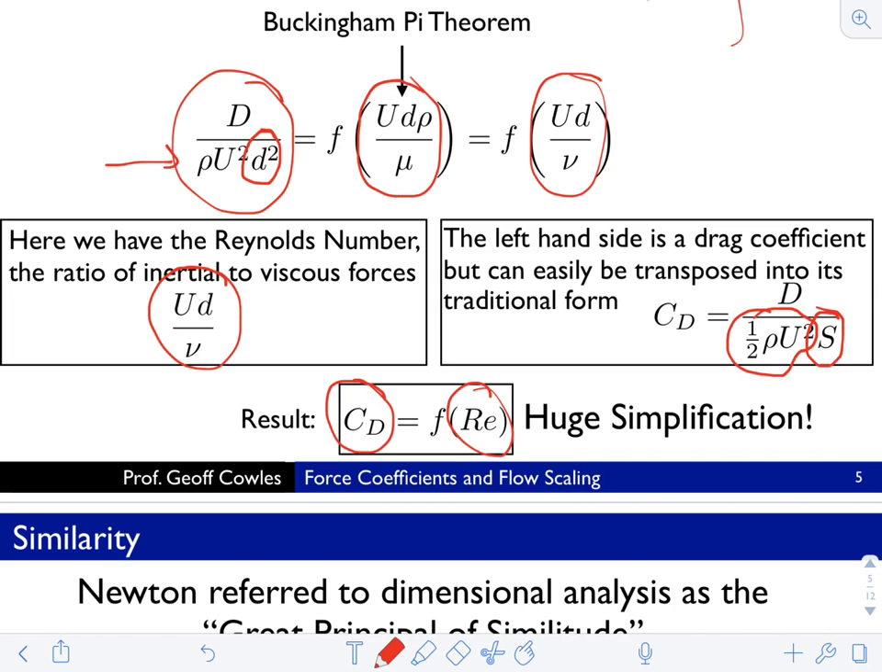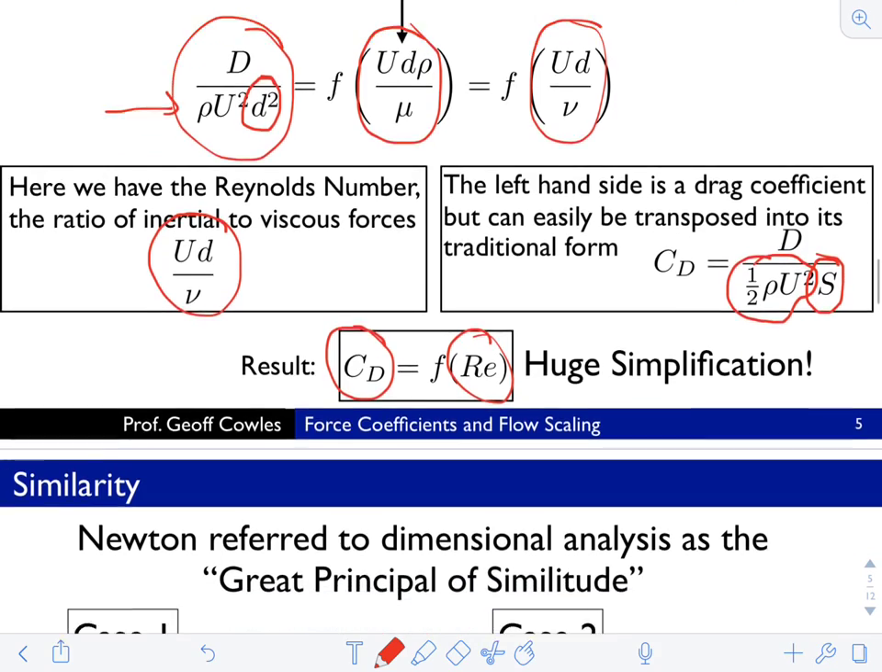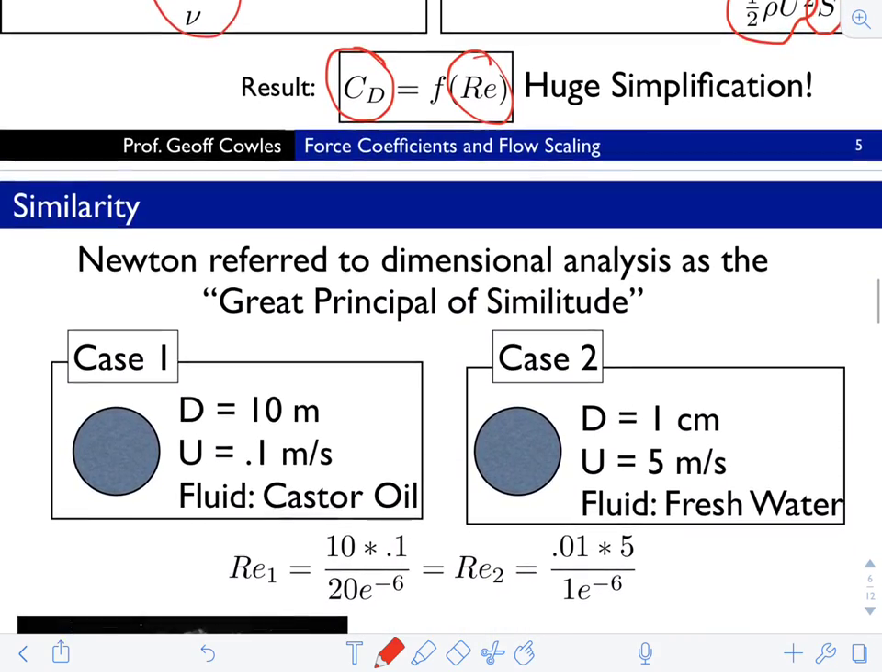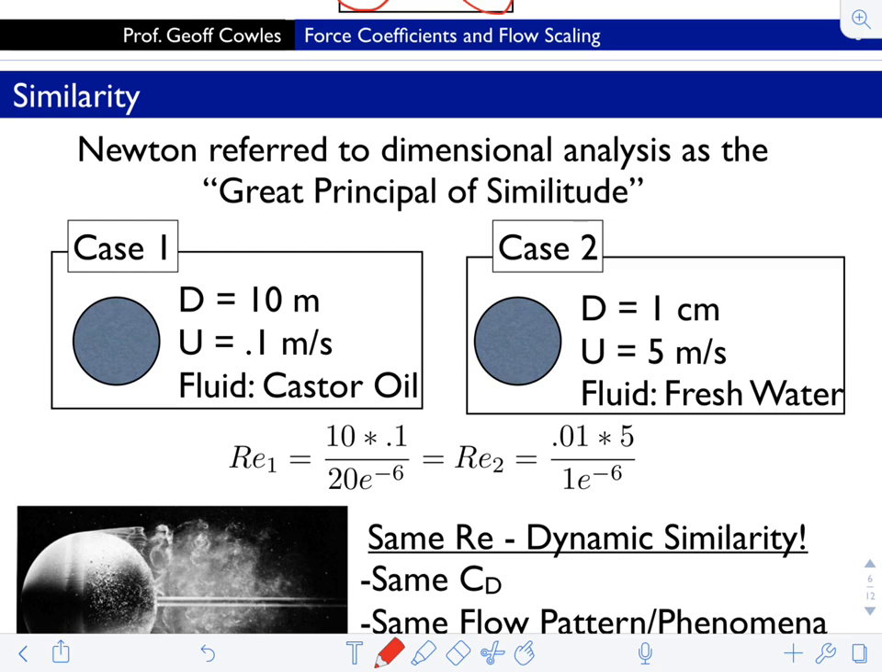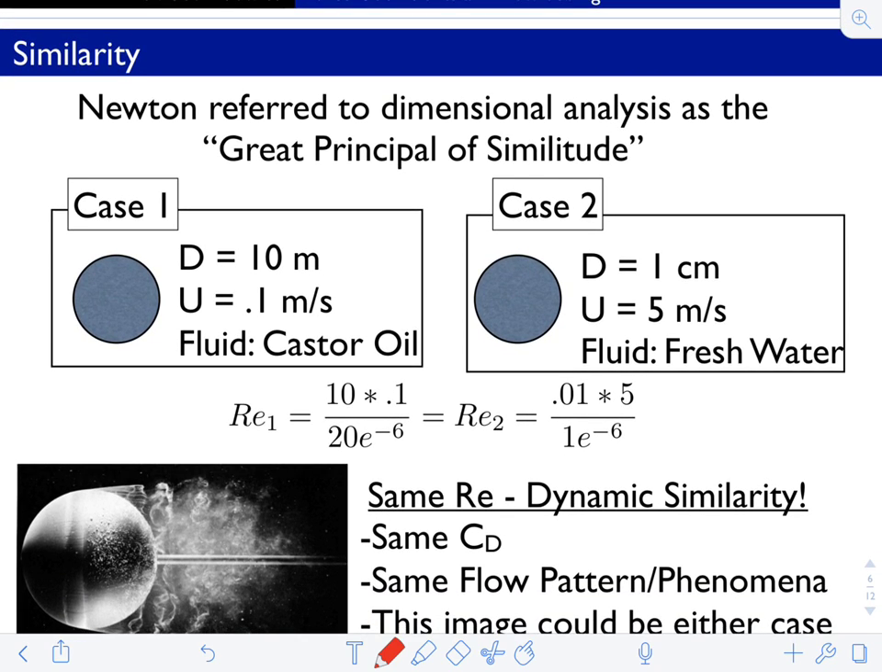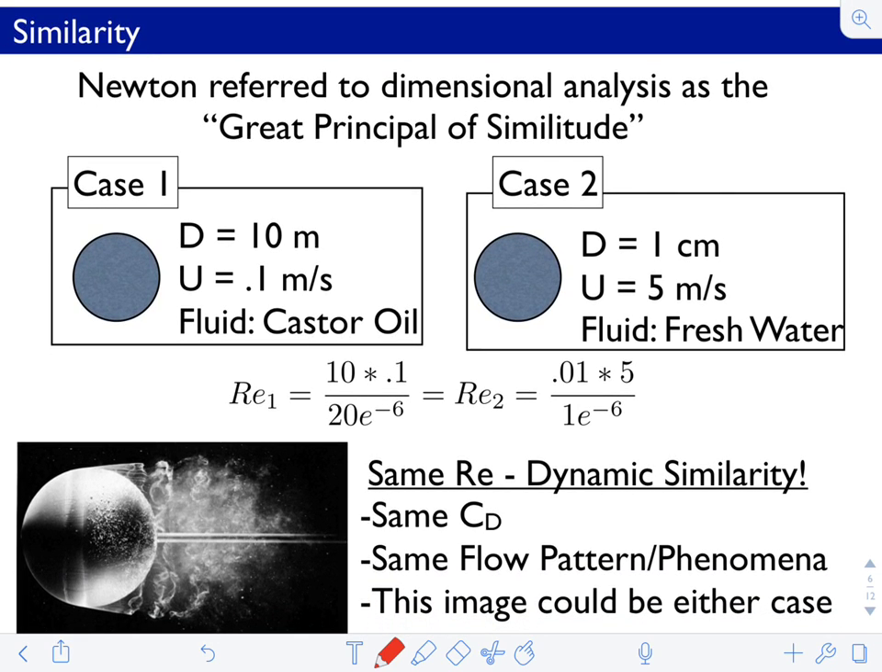It tells us a lot about the dynamics of the problem, and it enables us basically to study a single problem and scale it to any other different kind of sphere, and that's a major advantage. Newton called this a principle of similitude, and in this case the important thing is you can achieve both kinematic and dynamic similitude.